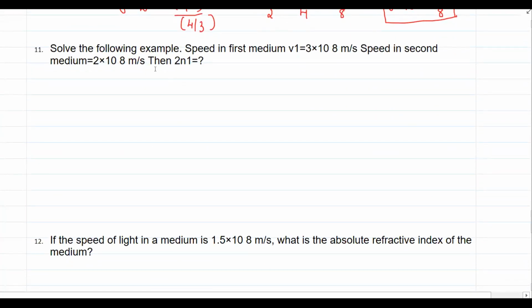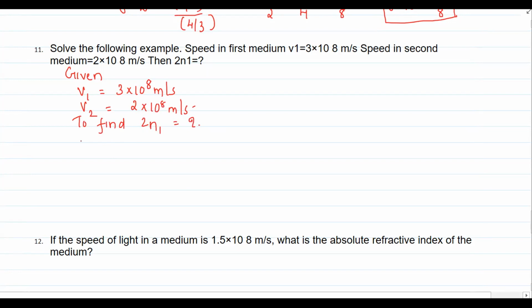Let us solve the next question. Speed in first medium is given. First and second medium is given. We want to find out the refractive index of second medium with respect to first medium. That is given. V1 is equal to 3 into 10 raised to 8 meter per second. V2 is given 2 into 10 raised to 8 meter per second. We want to find out refractive index of second medium with respect to first medium.